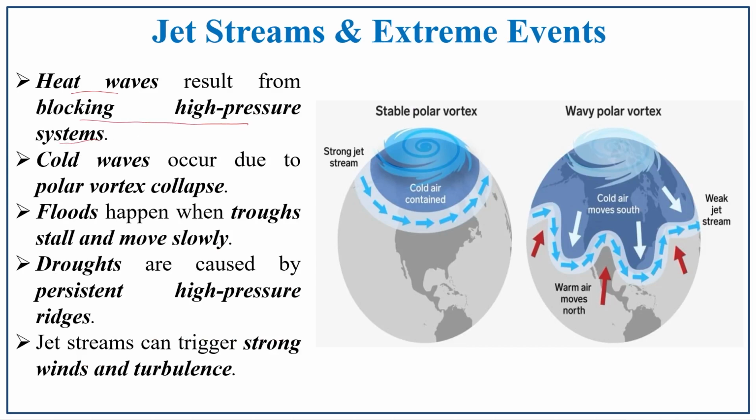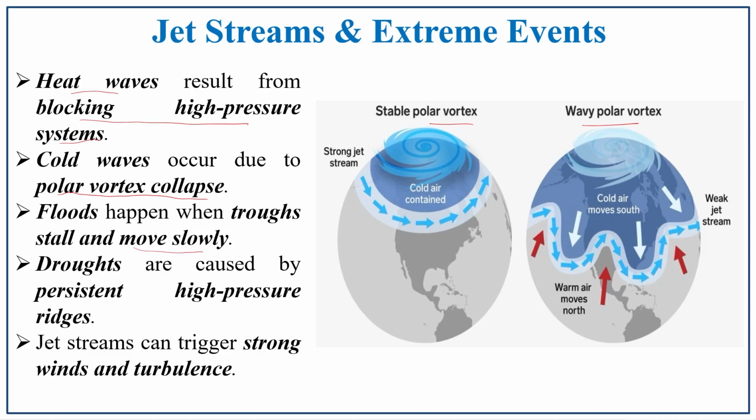So there is a block. If there is a block, what happens? It influences the heat wave. And there is also a cold wave, because of the polar vortex collapse. Because of this polar vortex collapse, there is a cold wave. And the flood happens when a trough stalls and moves slowly. The flooding happens because of the trough stalls and the slow movement of the jet streams.